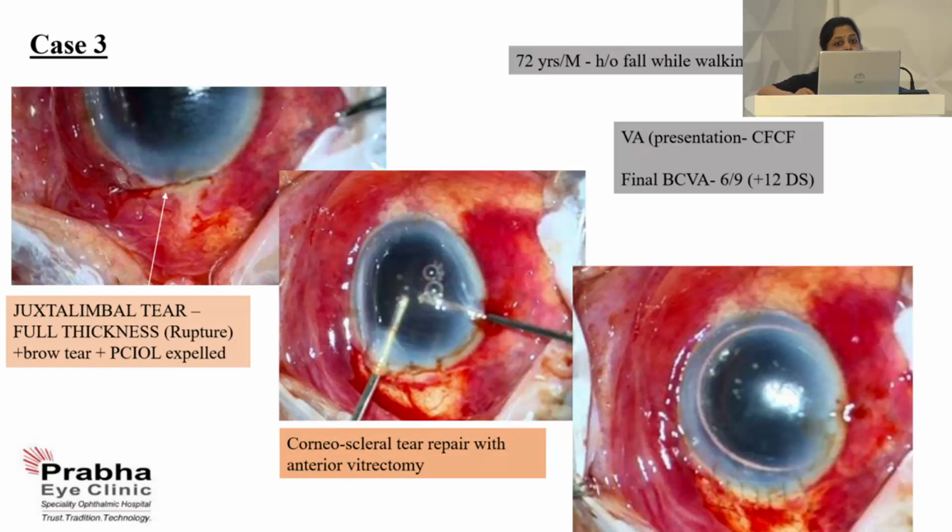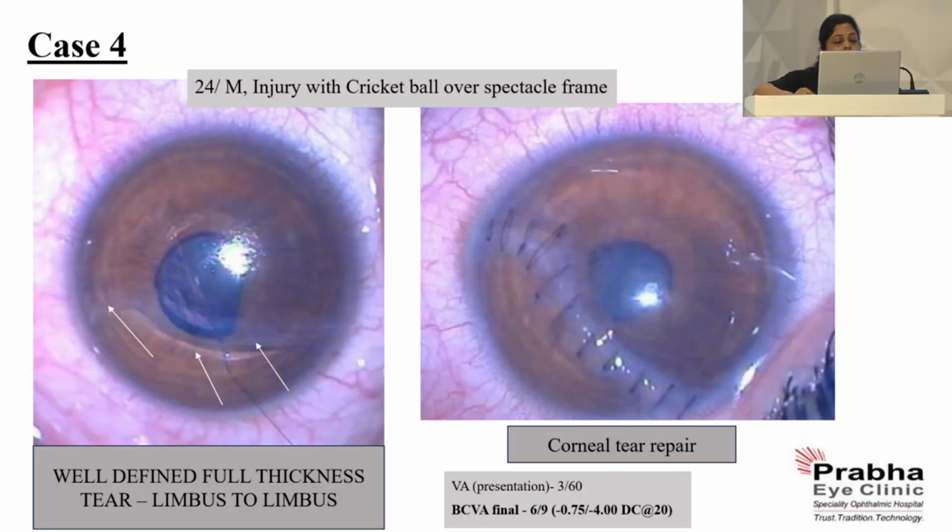This was a 72-year-old male who had a history of a fall followed by injury with his broken glasses. He presented to us with a juxtalimbal rupture with PCIOL expulsion, and after the surgery, the visual prognosis was good. This was a young patient who had a history of a sports injury. He was playing cricket and had an injury with a cricket ball followed by the broken glasses.